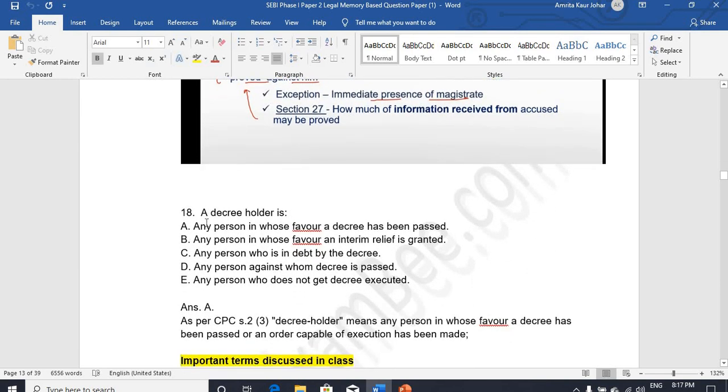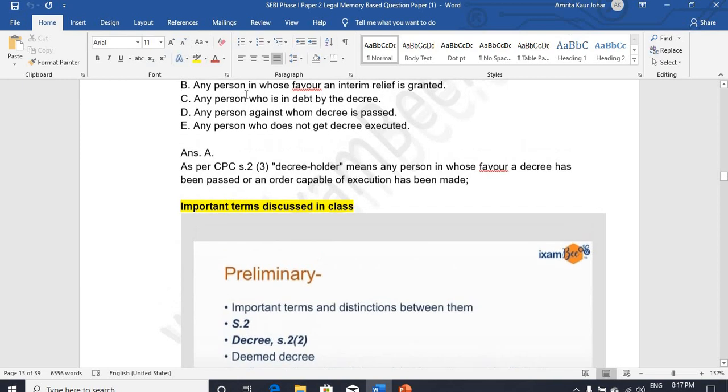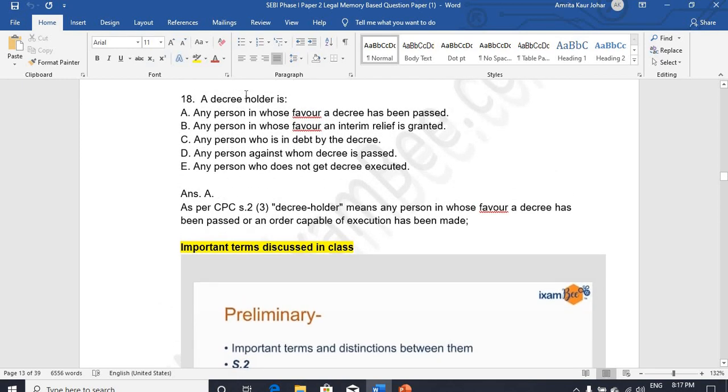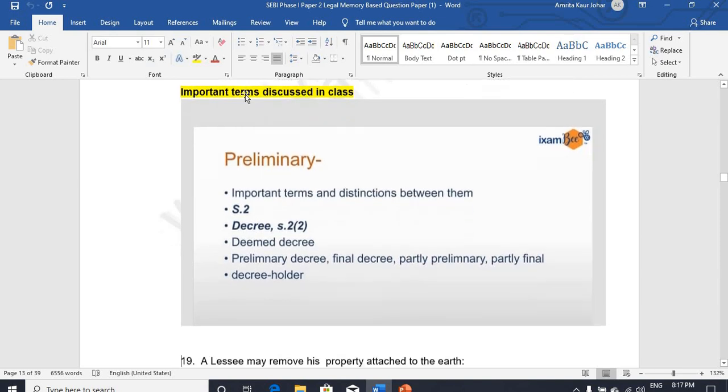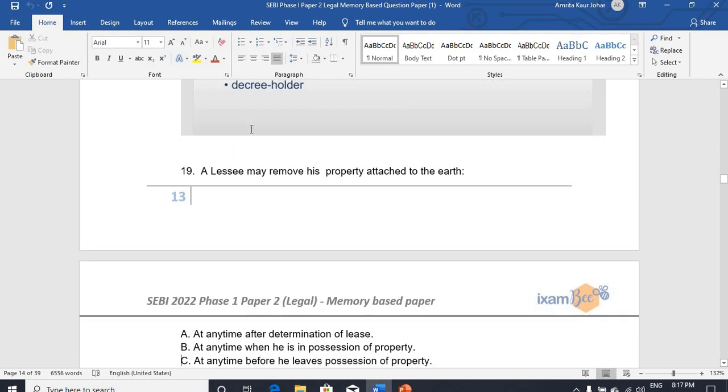Decree holder is any person in whose favor decree has been passed, interim relief has been granted, and so on. Decree holder, very important definition for CPC from CPC section 2 clause 3, and the answer is A, any person in whose favor a decree has been passed. ये भी live classes में cover किया गया था. You can see the snapshots. ये सारे important terms CPC से pick किए गए हैं.